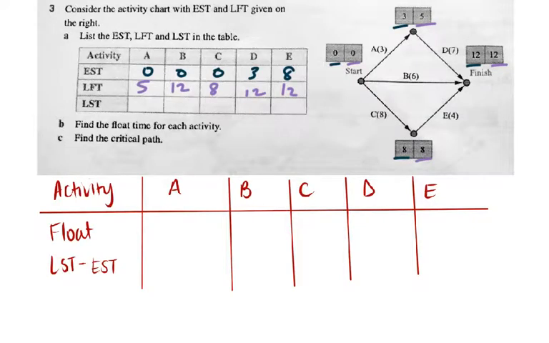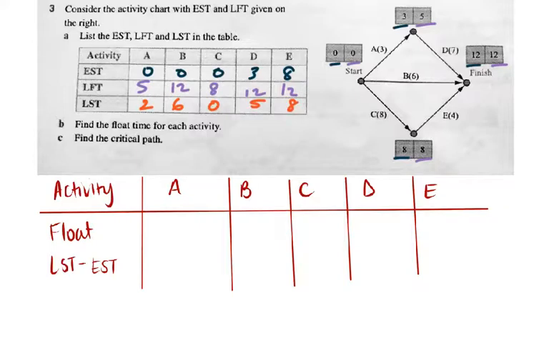Now to find the latest start time, we subtract the weight of each activity from the latest finish time. So if we calculate those through, A is 2, B is 6, C is 0, D is 5, and E is 8.